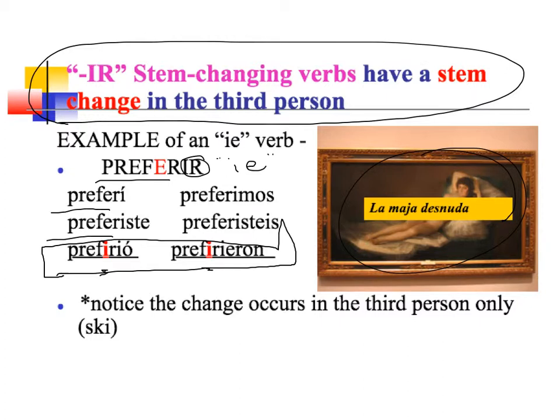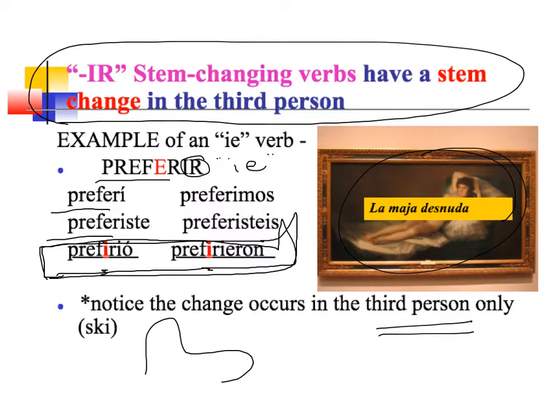And if I circle, and if I were a better artist like Francisco de Goya, this could look like a ski. That's why I call them ski verbs. So it changes only in third person. So what used to be a boot verb, when we did present tense, is now a ski verb when we're working in the preterite tense. That's your visual.